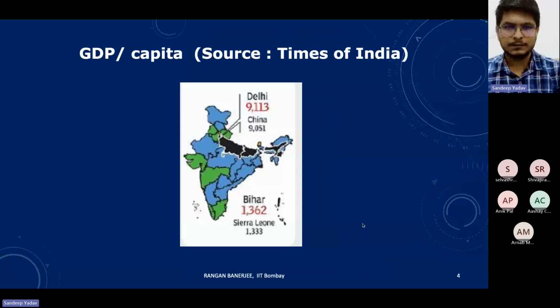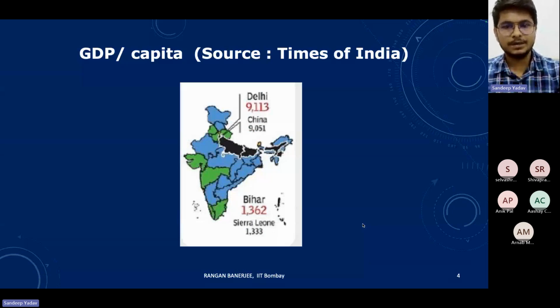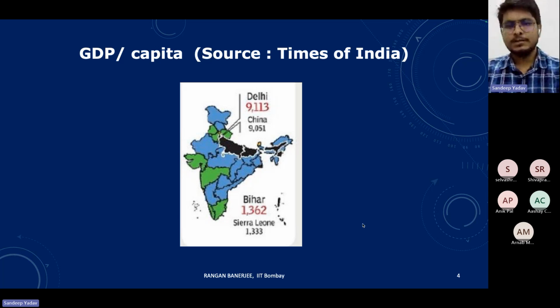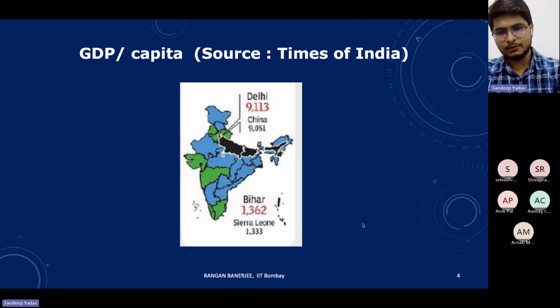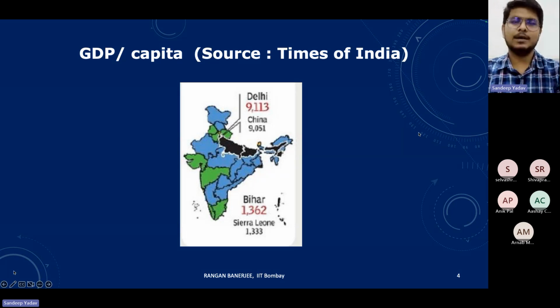So these are the things for India, as explained. What is the comparison? There are many states in India whose GDP per capita mathematical values are just equivalent to different countries in the world. Like if you see Bihar, that is 1,333, and that data is around 2015. And we will see Delhi, that is 9,113, which is equivalent to China.